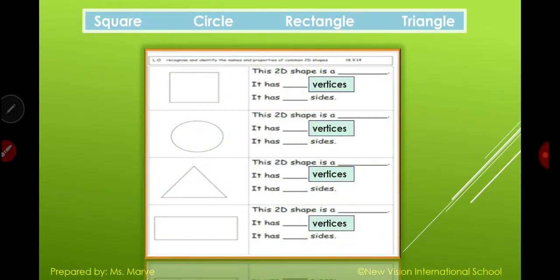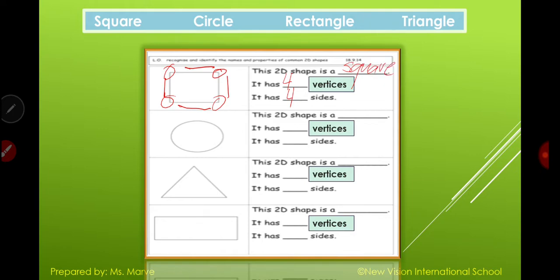Okay, the next one. Here we are going also to answer at least 2 examples out of 4. So we are going to take the first one. This 2D shape is a blank. It has blank vertices and it has also blank sides. Let's try to see. This shape has how many vertices? 1, 2, 3, 4. Okay, very good. You can write there 4. How many sides? 1, 2, 3, 4. Very good. So what do you think is this? It has equal sides. So it means it is a square.